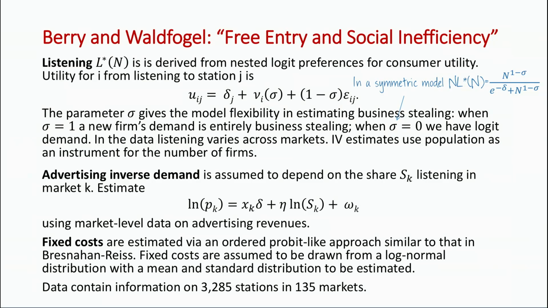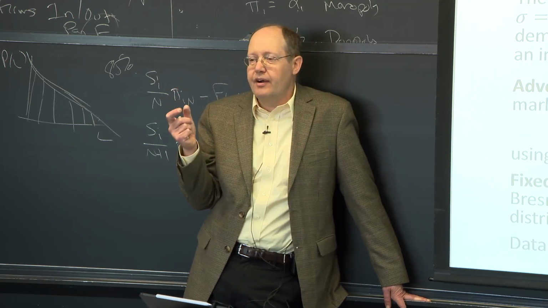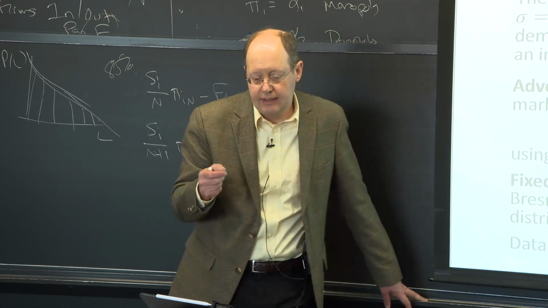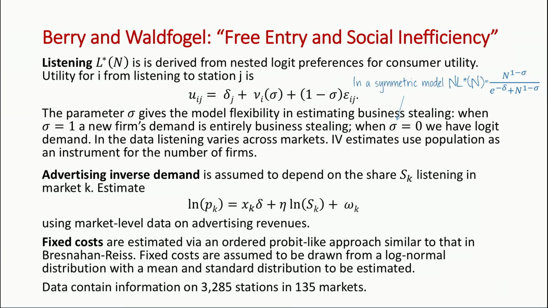And then the fixed costs, in some sense, this is like a Bresnahan and Reiss kind of approach, where you are trying to rationalize the number of radio stations in every market, and so you rationalize it by assuming that there are these errors. In this case, they do errors drawn from a log normal distribution instead of from a normal distribution, and they estimate two parameters, the mean and variance of the log normal distribution. Anyway, that's just like Bresnahan and Reiss.